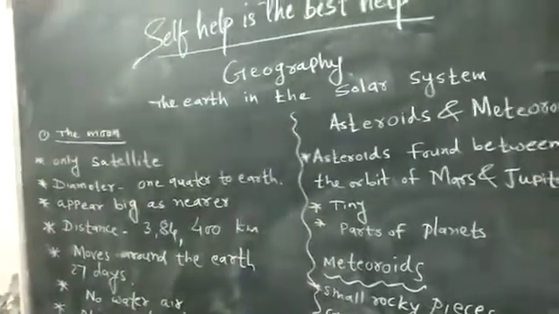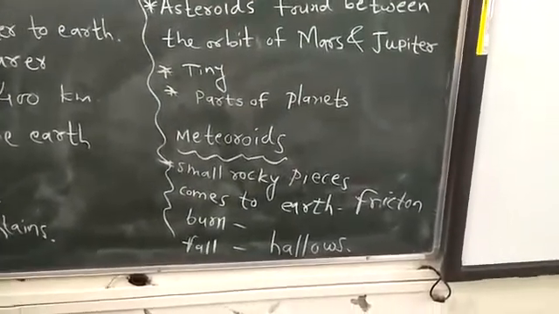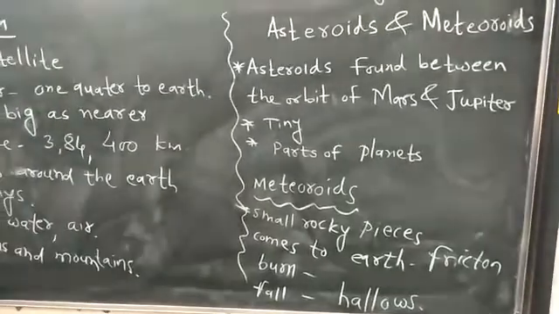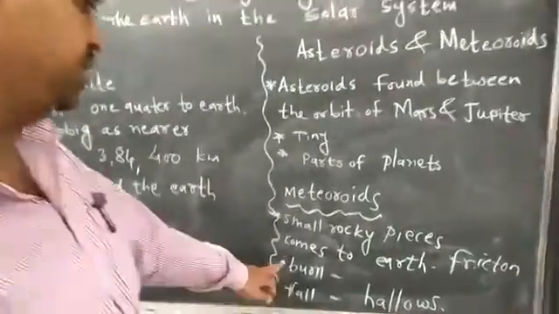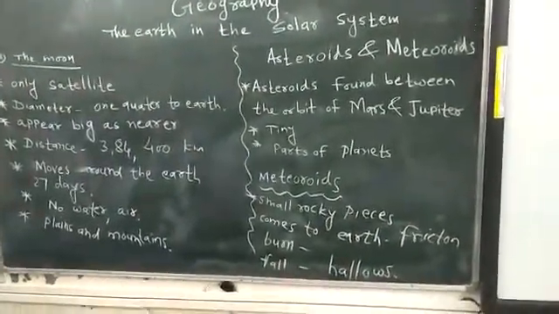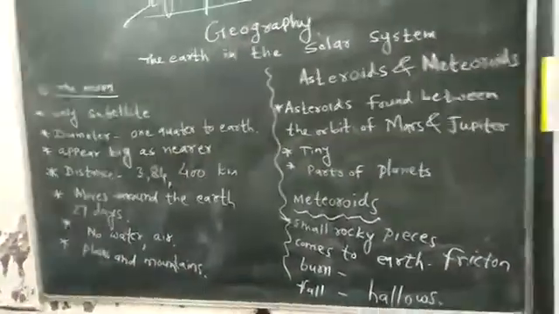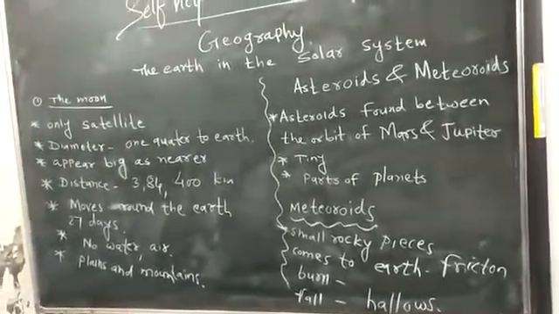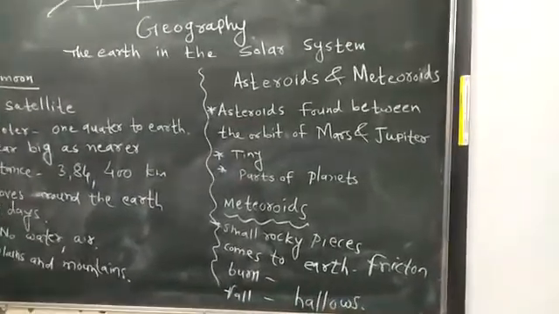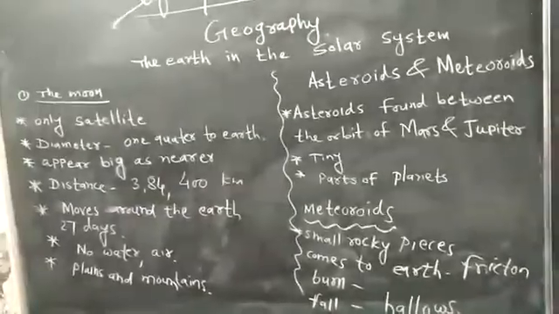Okay. So then what is a meteoroid? A meteoroid is also similar to an asteroid, but it is smaller rocky pieces. Some pieces of meteoroids come to Earth, but because of the rotation of the Earth, there is friction. Due to friction, they start burning. They burn, and sometimes they fall on the Earth. When they fall on the earth, they create holes on the earth. So the holes on the earth can be created because of the falling of a meteorite. So I hope you have understood this point.